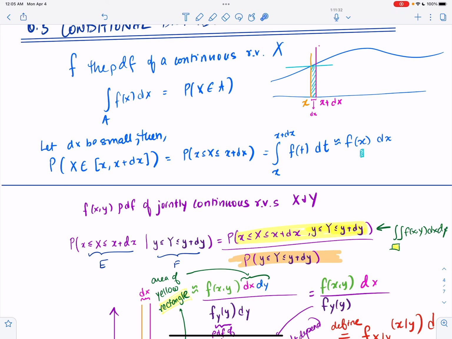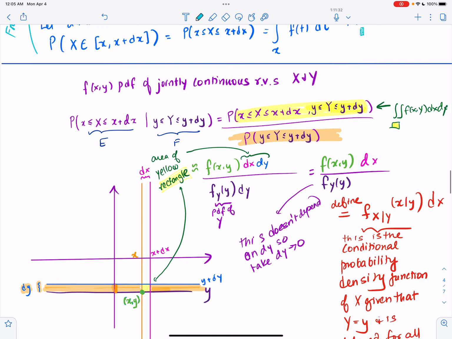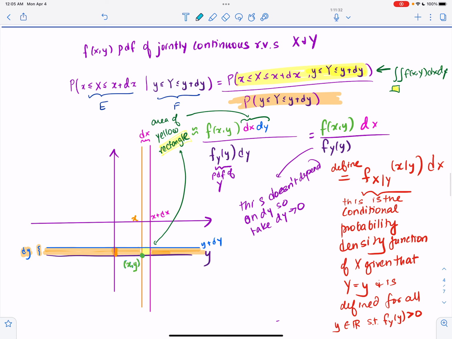Okay, so that was just talking about some old stuff for continuous random variables, and that was from chapter 5. Okay, so now let's move on to 6.5.